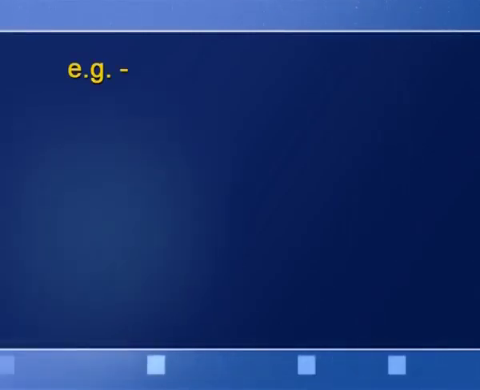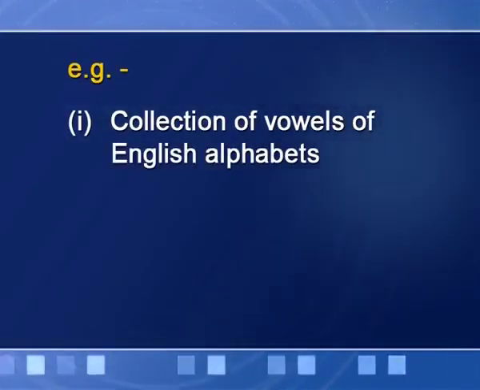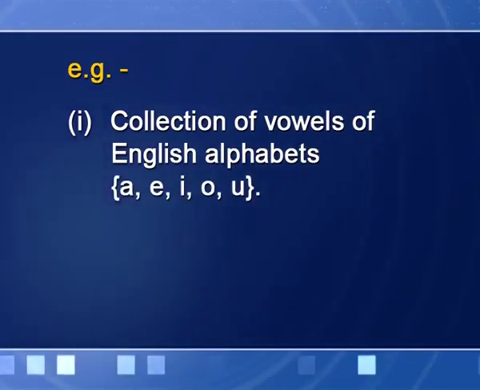For example, collection of vowels of English alphabet: A, E, I, O, U. Friends, we all know that we are having only 5 vowels in the English alphabet, which are A, E, I, O, U. No other alphabet can be included in this collection. So, it is a set.